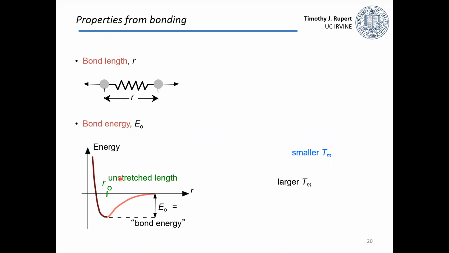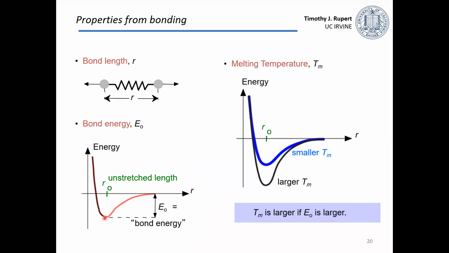We can also get an idea of the bond energy. So how much energy does it take to break that bond? And if we think about it in terms of that schematic energy versus separation curve, it's going to be the difference between 0 and that minimum at the bottom of that trough. Okay. But we can also look at some practical material properties as well.